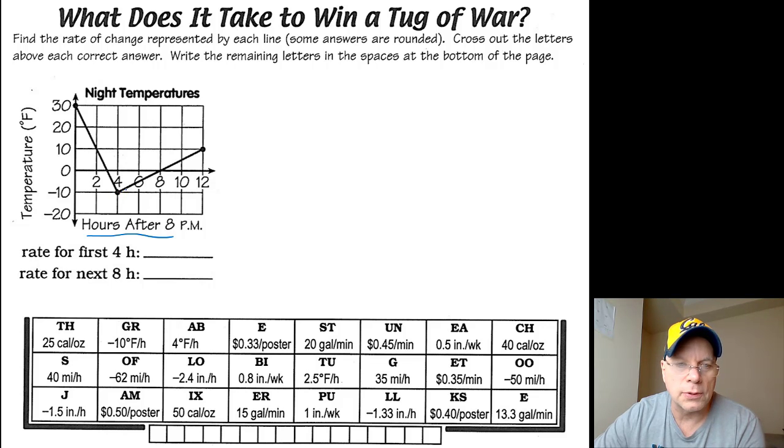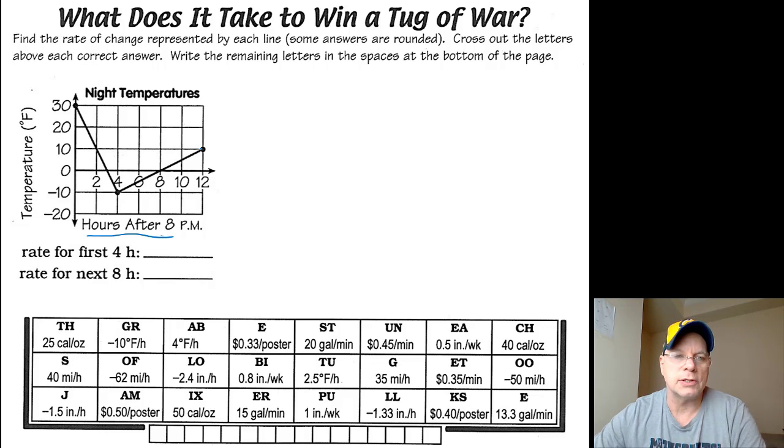And then slowly the temperature starts to go up until 12 hours after 8 p.m., which would be 8 a.m. in the morning, back up above zero, but still pretty chilly, 10 degrees. So here's the graph. It's telling a story about how the temperature changes over the course of an evening.